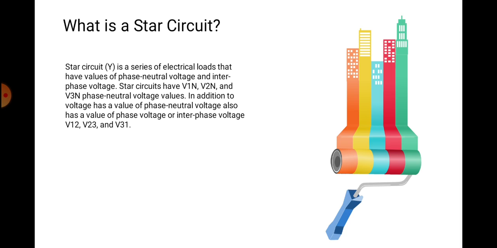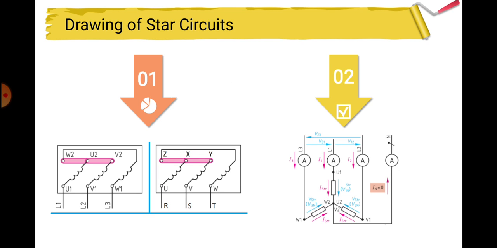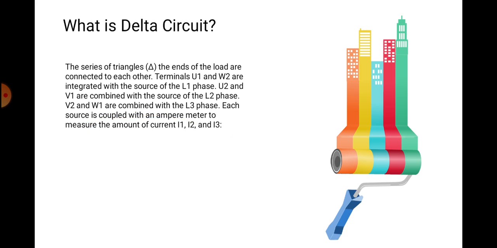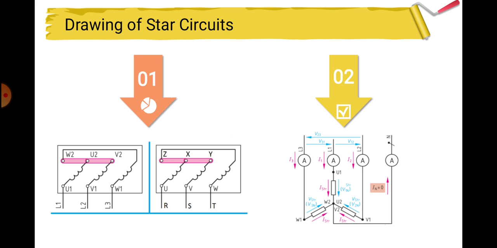Jadi di star circuit ini kelebihannya itu adalah natural pace-nya. Berbeda dengan yang delta itu nggak ada natural pace gitu. Drawing of star circuit. This is a star circuit. You can see. Okay.